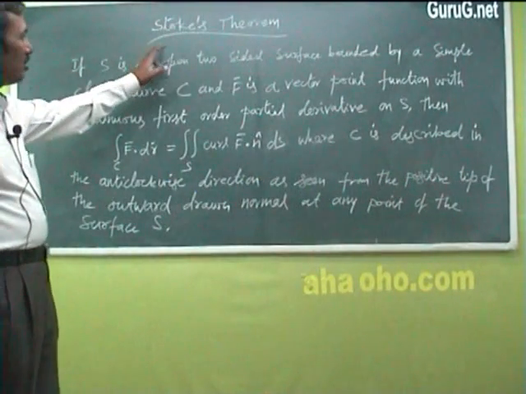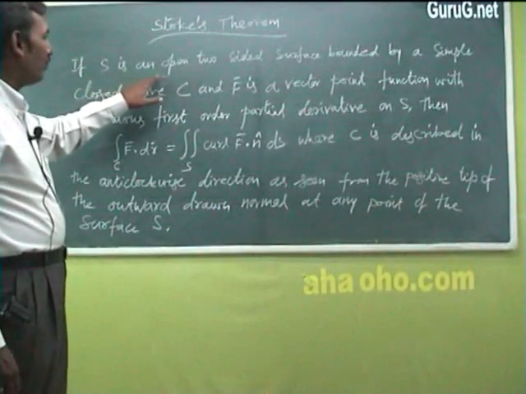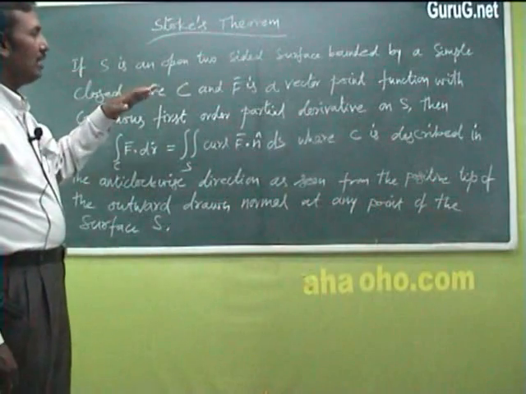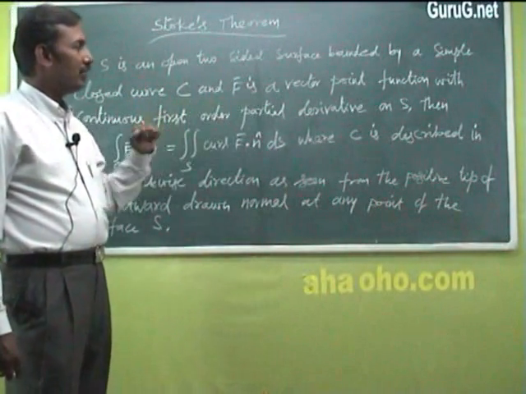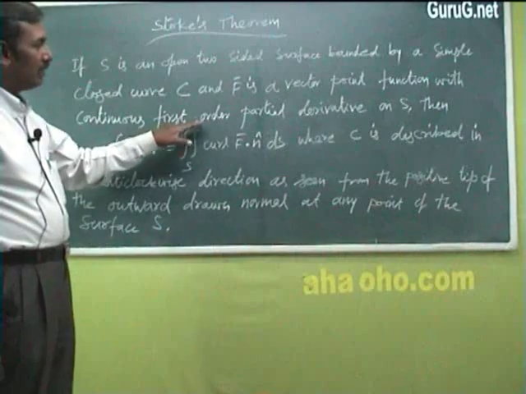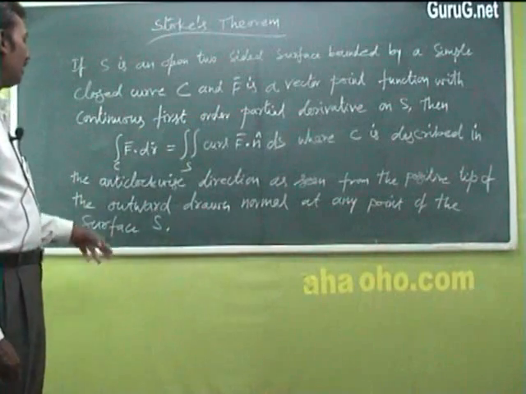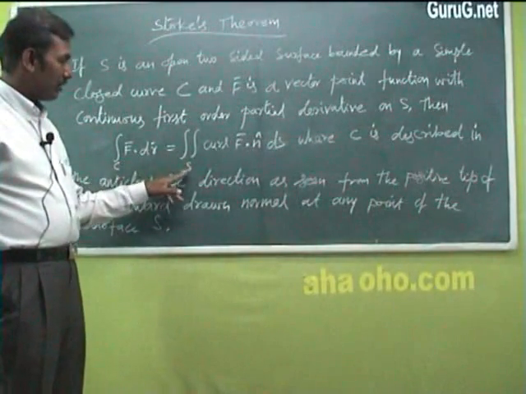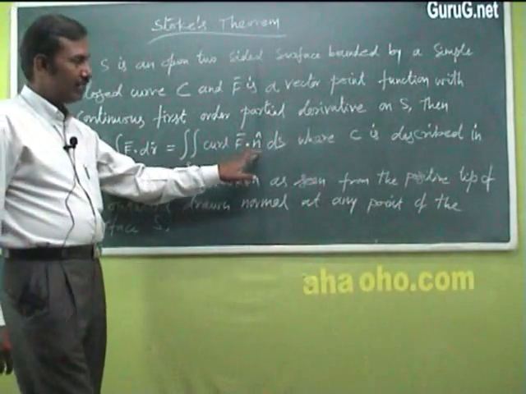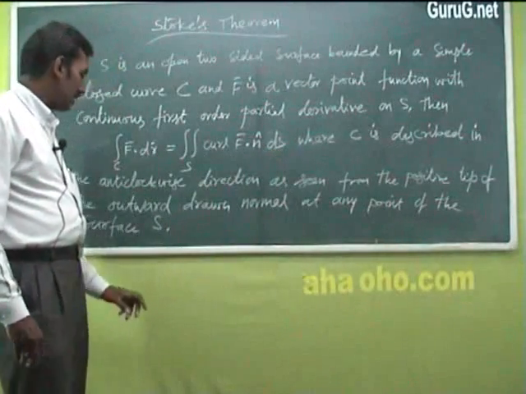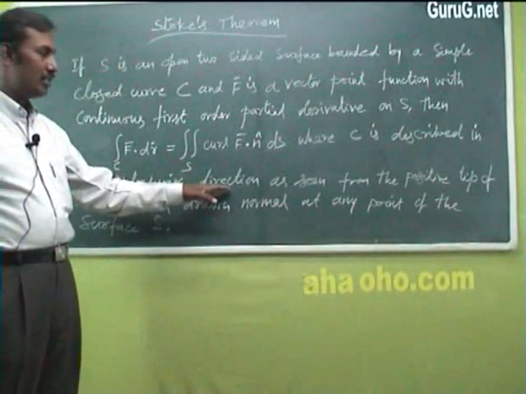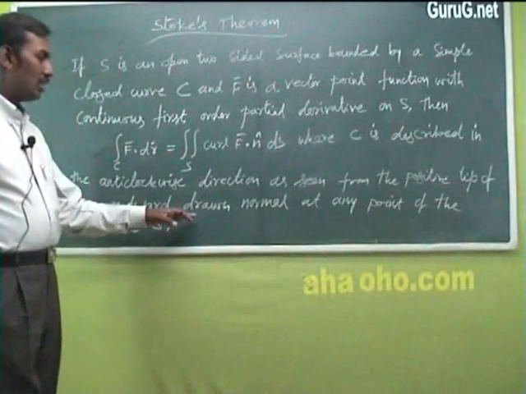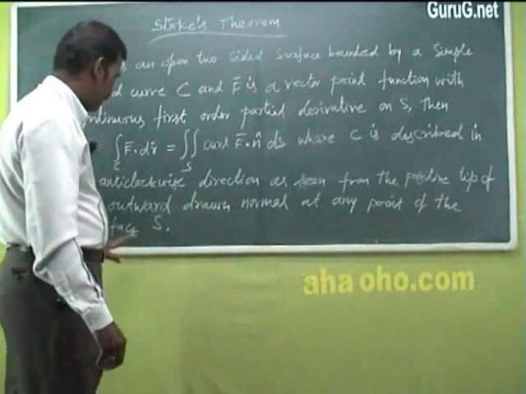The next theorem, Stokes theorem. If S is an open two-sided surface bounded by a closed curve C, and F is a vector point function with continuous first order partial derivatives on S, then integral over C F dot dr equals double integral over S curl of F dot n cap dS, where C is described in the anti-clockwise direction as seen from the positive tip, and n cap is the outward drawn normal at any point of the surface.